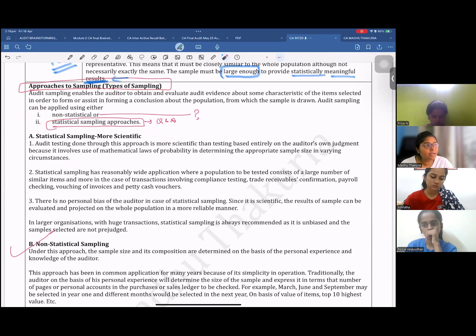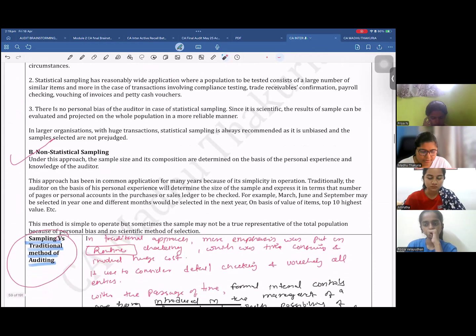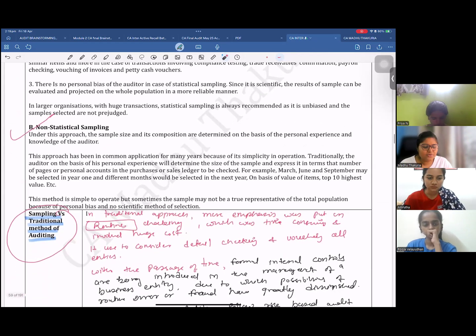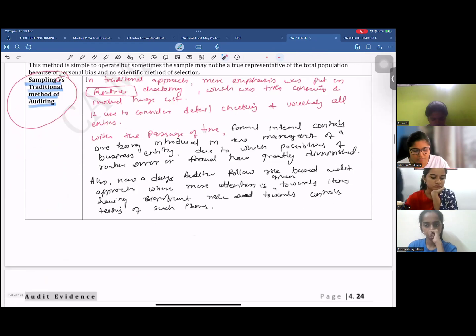What are the types of sampling? Statistical sampling and non-statistical sampling. Statistical is the more scientific one. Non-statistical means something like haphazard. Then sampling versus the traditional method of auditing. This is a very basic question: how did auditors used to do the audit earlier, and after sampling came, why did sampling come, or what change did it make in the life of an auditor. It's a very simple question.